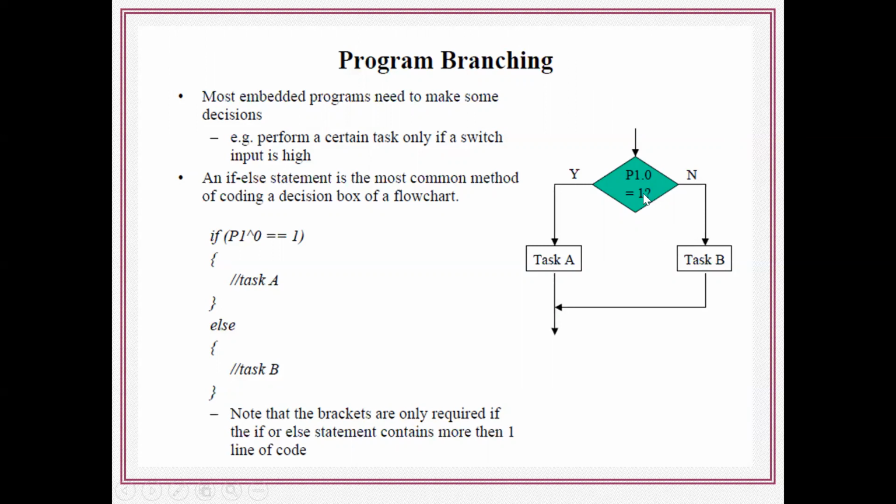If you observe here in this decision box, port 1.0 equal to 1. That indicates that if the status of port 1.0 equal to 1, then task A is performed. If status of port 1.0 equal to 0, then task B is performed. So that can be implemented here: if port 1.0 equal to 1, then perform task 1, called task A, else perform task B.